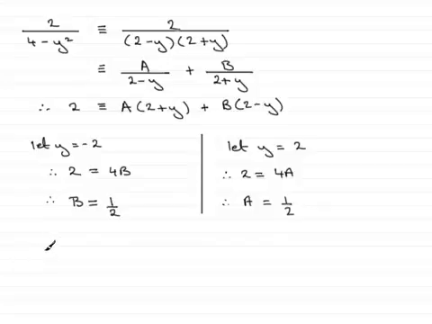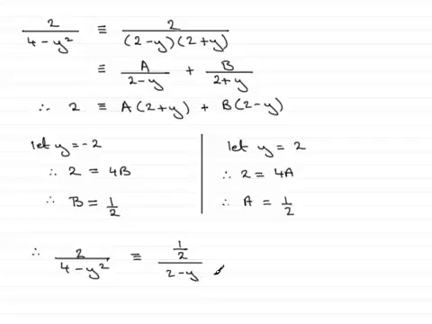So all I need to do now is just summarize by saying that the fraction I was given, 2 over 4 minus y squared, is identical to, well, you could put this a half over 2 minus y. You could write that, but it's not really very neat. So what we do is we times top and bottom by 2, and that would give 1 over 2 lots of 2 minus y. So I'm going to just change that to 1 over 2 lots of 2 minus y.